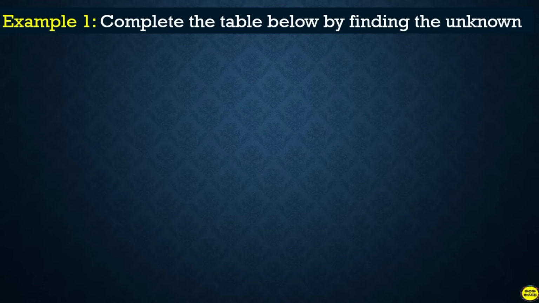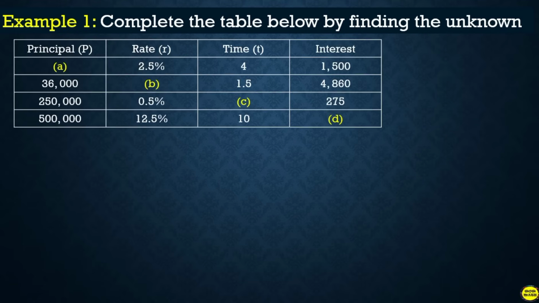Okay, let's try this. Complete the table below by finding the unknown. So, we have a given table. May apat tayong kukunin, that is A, B, C, and D. Sa letter A, ano yung mga given sa letter A, at saka ano yung hinahanap? Ang hinahanap natin is yung principal amount.